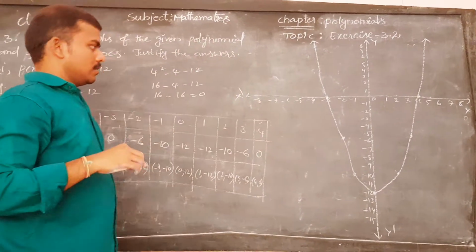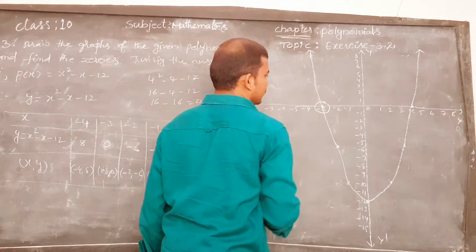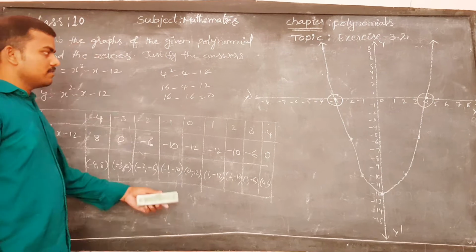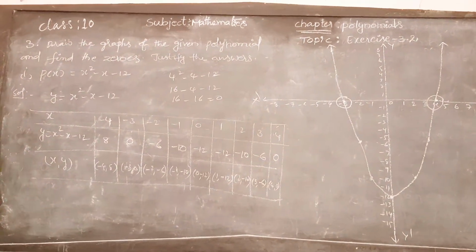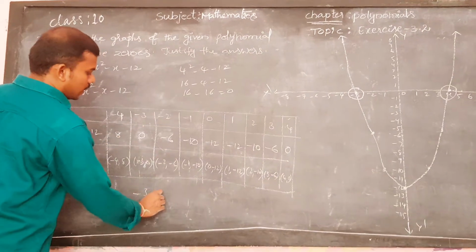So the graph intersects at 2 points, minus 3 and 4. These are the zeros of the polynomial. So the number of zeros of the quadratic polynomial is 2, that is minus 3 and 4.